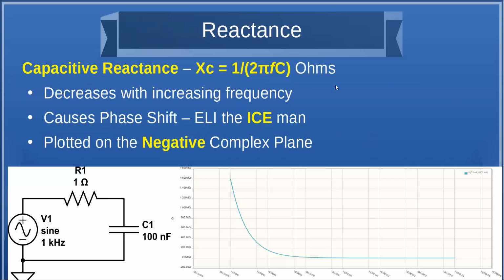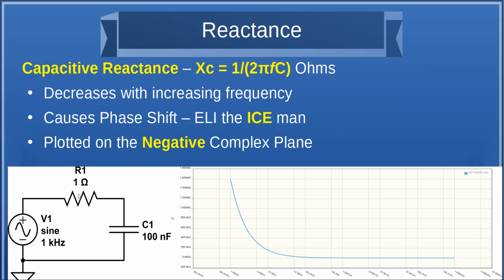Okay, so the formula for capacitive reactance is one over, the reciprocal of, 2 pi times the frequency times the capacitance. So there's our 2 pi radians times the frequency. That product is the number of radians, circles per second, times the capacitance.